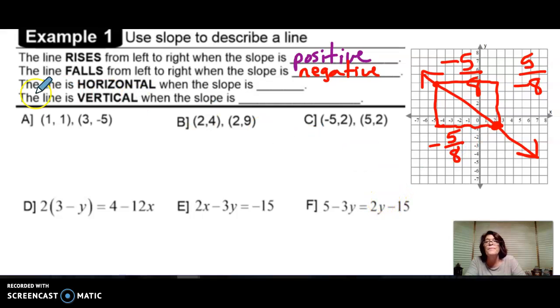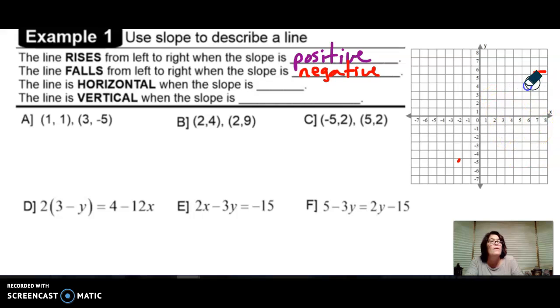Either way, okay? A line that's horizontal has a slope of 0, okay? It's not falling, it's not rising. If I wanted to see how many I go up and over, I'd go up 0 and over 1, or up 0 and over 5, whatever. It's a 0 slope. A line that's vertical, which we know, of course, isn't even a function, that slope is undefined.